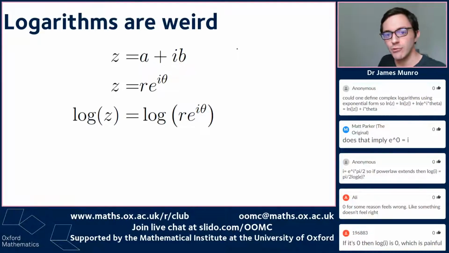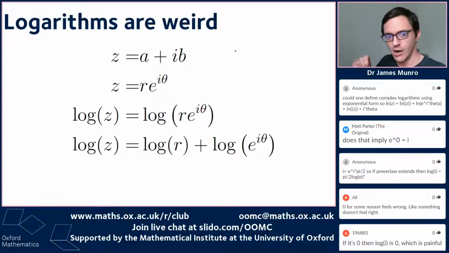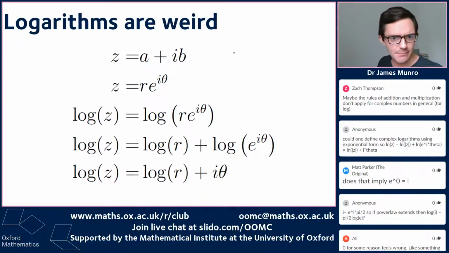And I could use log rules to write that as log r plus log e to the i theta. Log of a product is equal to log of each of those parts. And then log e to the i theta, I'm using base e. I should really have written down my base e. I'm using base e, so that should be i theta. Okay, brilliant. So there you go. I've got a nice formula. If you give me a complex number, I've got a nice formula for my logarithm. This is sort of the only thing that makes sense, because it's the only thing that's consistent with that way of writing down my complex numbers and rules of logarithms for writing things down.